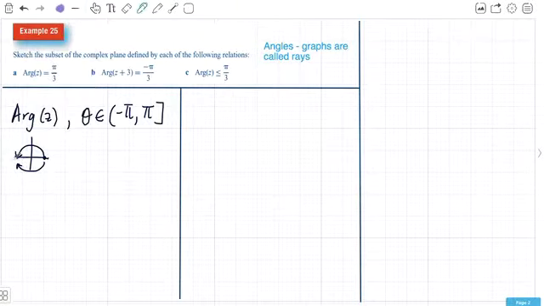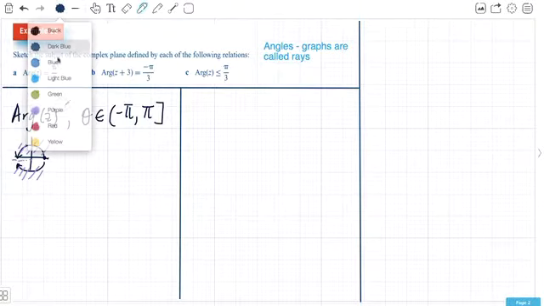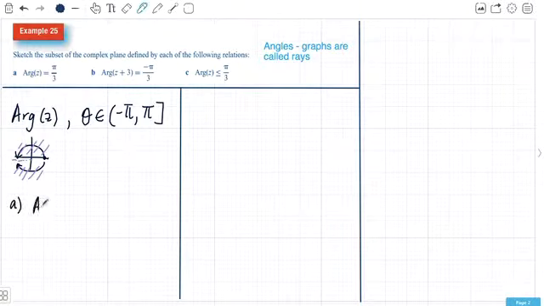And you can see here pi on 3 is within the arg that we need. It's here. That's correct. Negative pi on 3 is there. That's correct as well. And pi on 3. So they're already set up in the correct format. So let's look at A. We've got arg z equals pi on 3. This is saying show the complex numbers where the angle would be pi on 3.